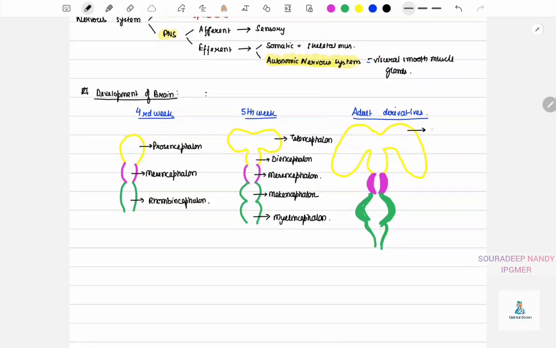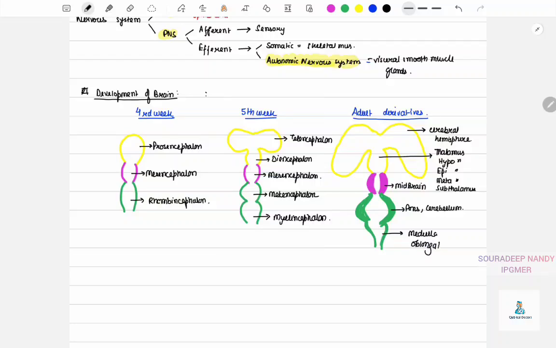Telencephalon gives the adult derivative, the cerebral hemispheres. It is also known as the cerebrum. The diencephalon gives the internal brain structures: thalamus, hypothalamus, epithalamus, metathalamus, subthalamus. The mesencephalon gives rise to the midbrain. The metencephalon gives rise to the pons and cerebellum. The myelencephalon gives rise to the medulla oblongata. And the cavity which you can see here is the ventricles. So here is the left ventricle, here is the third ventricle, here is the fourth ventricle.